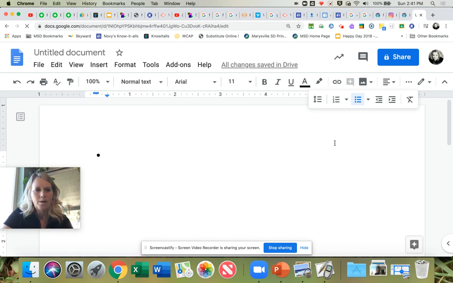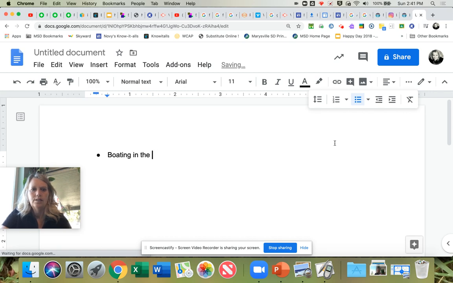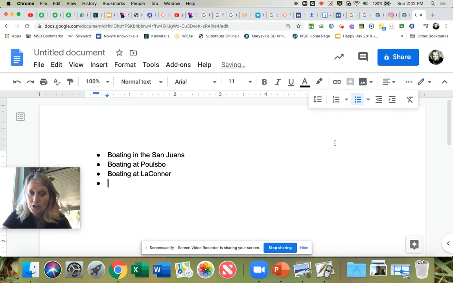I'm going to put boating in the San Juans because that's on my mind. Okay, so boating's really on my mind. So probably it's going to be a boating post. Boating at Poulsbo. That's where we're going to go first. And I'm also going to put boating at La Conner. That's on my mind because Tim and I are in charge of the cruise, which means we're in charge of activities and fun when our boating club goes to La Conner.